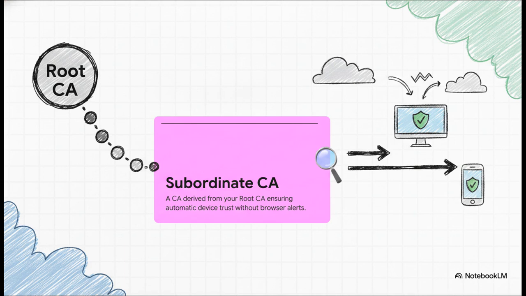What we're talking about here is a subordinate CA. That's a certificate authority derived directly from your corporate root CA. Since your endpoint devices already trust your corporate root CA, they're going to automatically trust this subordinate firewall CA too. The end result? No scary browser alerts, no broken experiences, just a perfectly transparent deployment.